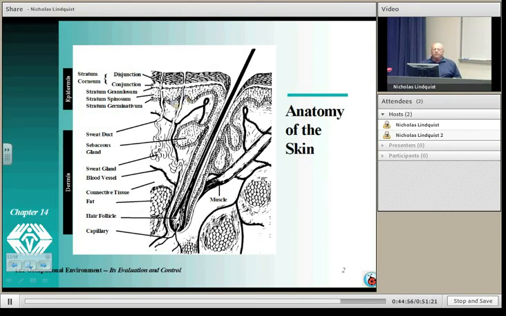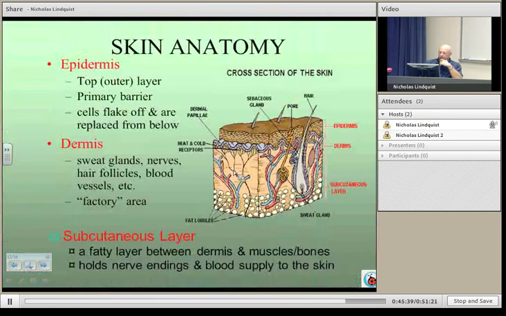We have the dermis area, which is now down into our deeper skin anatomy. Here we're going to find the sweat glands, the nerves, muscles, and blood vessels, basically referred to as our factory area, if you will. And then finally we go down into the subcutaneous, the fatty layer between the dermis and the muscles and bones. There's a lot of nerve endings, a lot of blood supply provided through this subcutaneous layer into the skin.